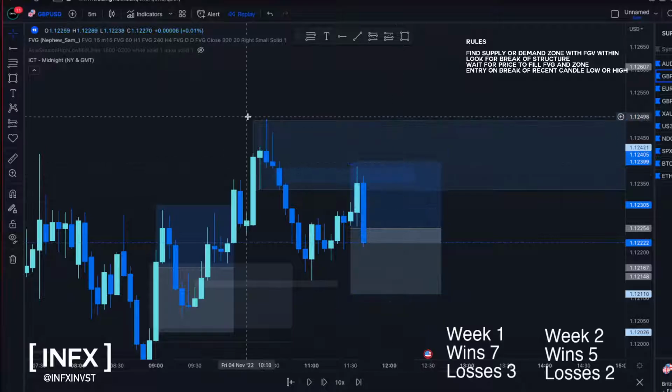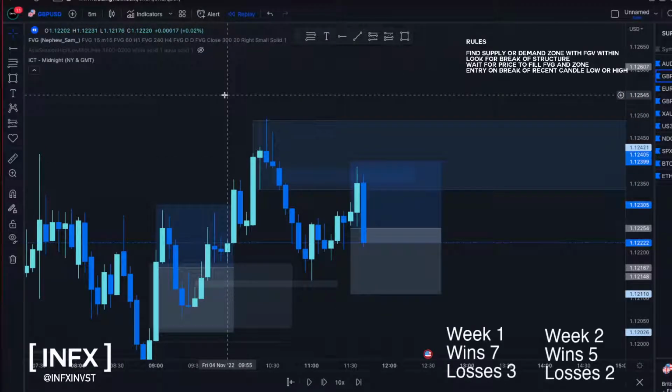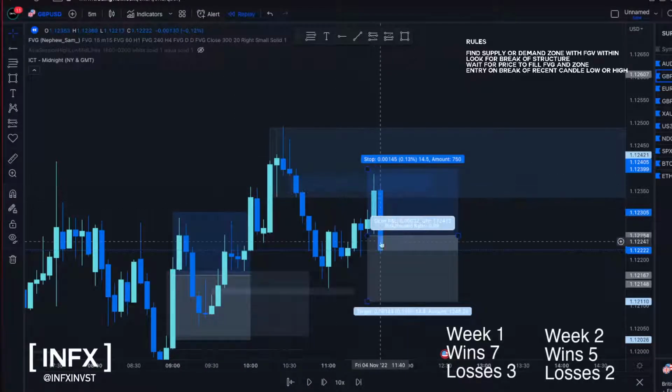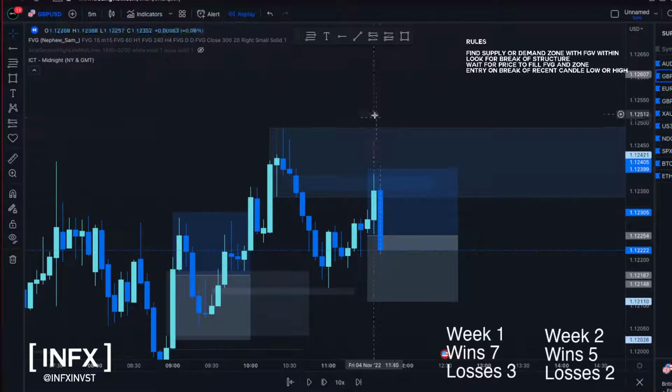Stop loss wise, I usually just try and see what I feel about it. Here I feel there's such a strong move down that if price does continue back up, it's going to break through, so there's no point in having it much higher.